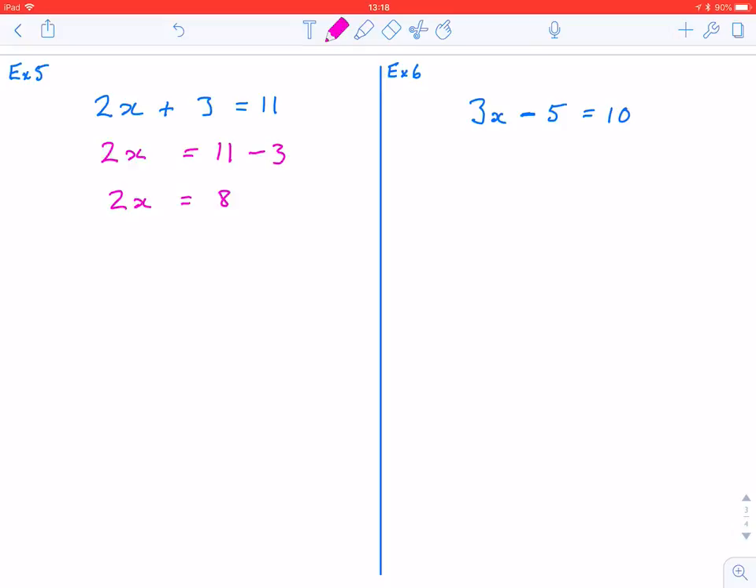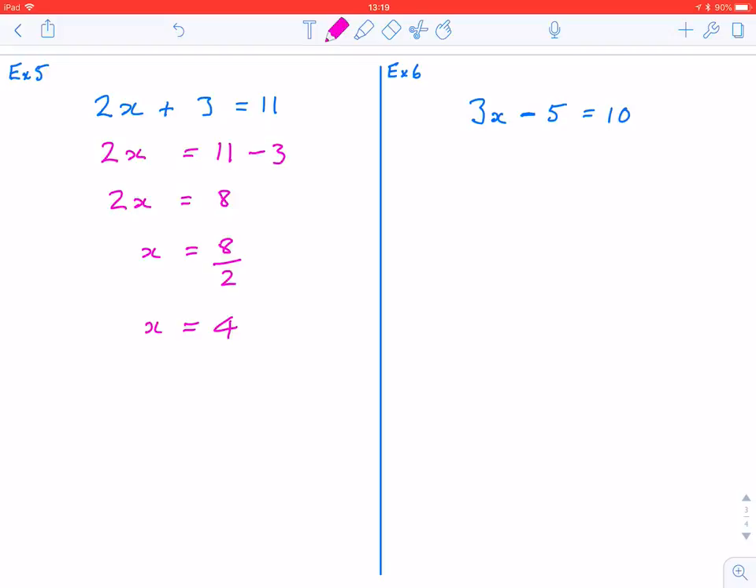And now we're going to say x is equal to 8 divided by how many x's I have. So 8 divided by 2. So x is 4. Now let's check that answer in the blue equation at the top. 2 lots of 4 is 8, plus 3 is 11, and so it's a true statement.